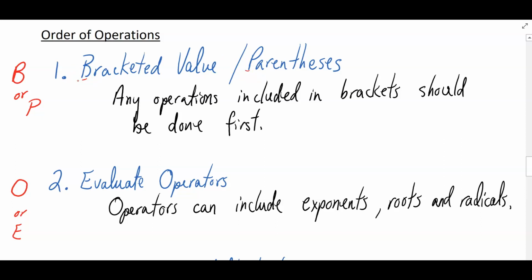The second step is to evaluate any operators. Operators include exponents, roots, and radicals. And a lot of people just remember this as exponents, but that's because roots and radicals can be expressed as exponents. So the E really summarizes all of that, actually. But if you want to use the letter O for operators or E for exponents, either one is fine, as long as you remember what it includes.